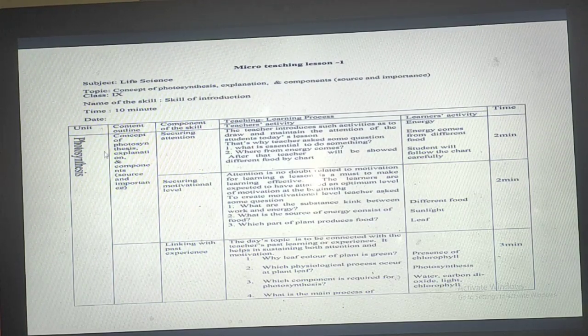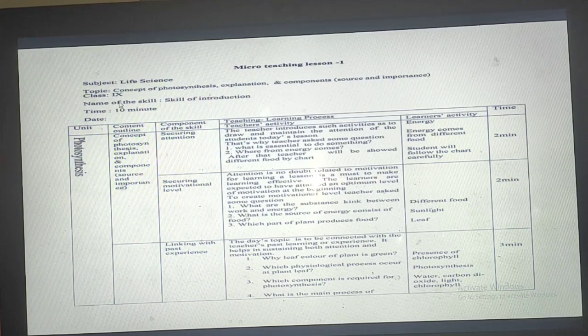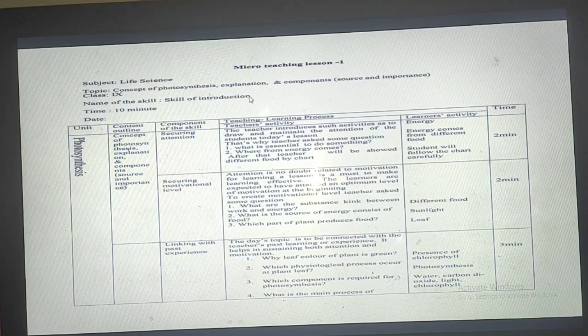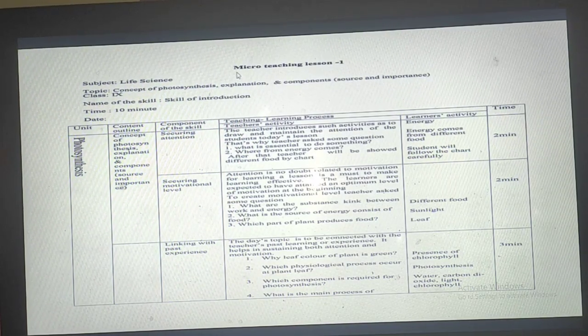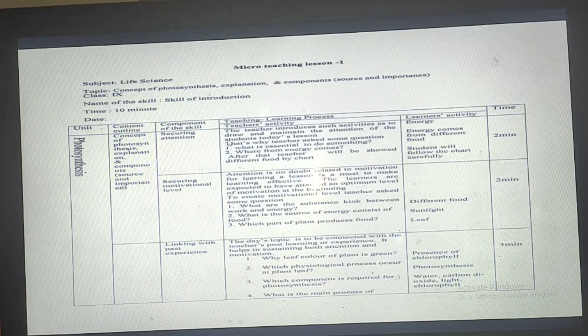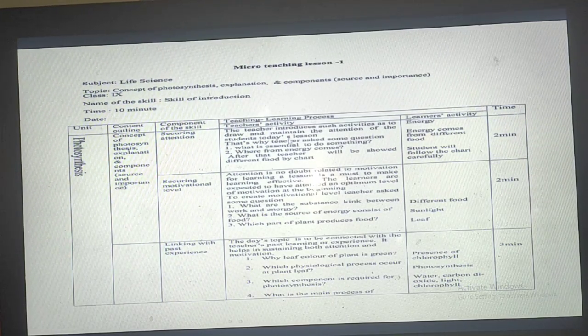Then here mention some columns. First, unit name, that is, the unit is photosynthesis. Content, that is, the concept of photosynthesis, explanation and components, and source and importance. Then the components of the skill: the skill of introduction has these 5 components. And this area is procedural technique or teaching learning process.